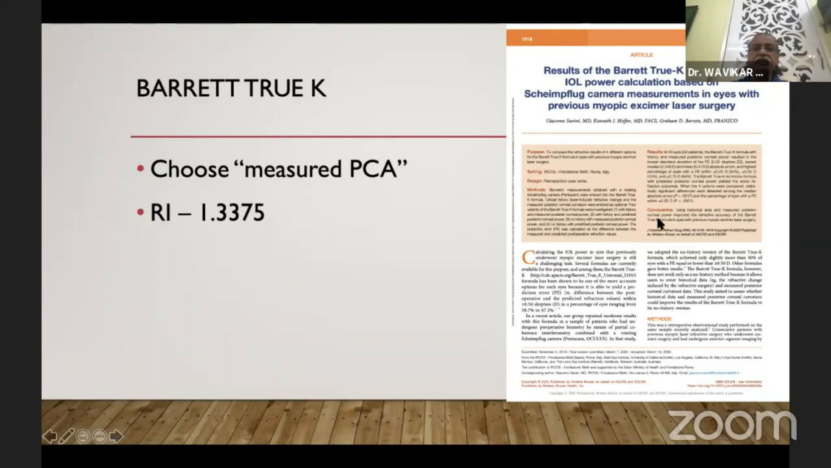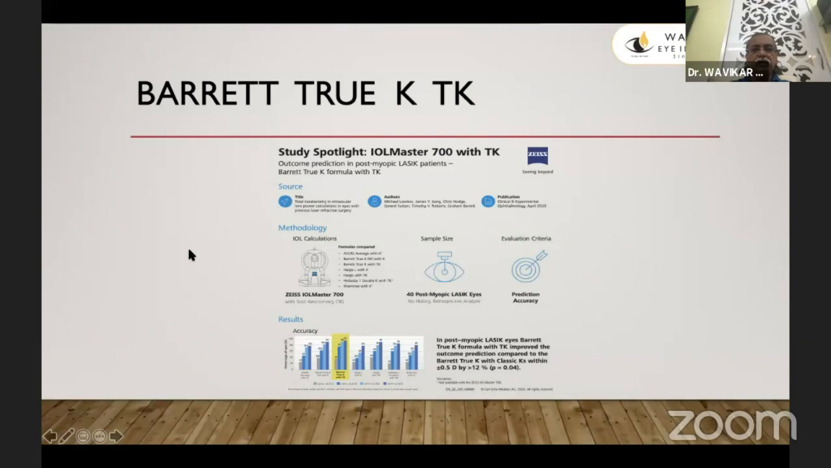This is a paper which illustrates that prior to refractive surgery, if the power of the patient plus the measured PCA are fed into the calculator, Barrett-Rukh performs better. Over here, there is no question of feeding in the prior refractive error, but if you feed in measured PCA, certainly it gives a very good result. Then Barrett-Rukh TK, I do not have experience as I already said, but Barrett-Rukh TK improves the predictability of the refractive outcome by almost 12%, which is a huge jump compared to the kind of difficulties we are having up till now.